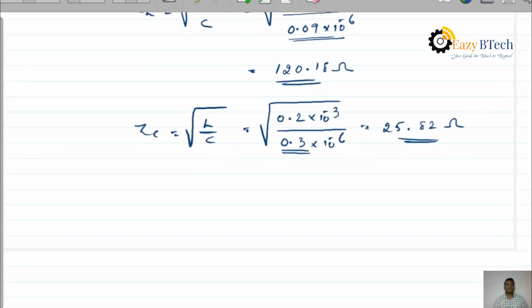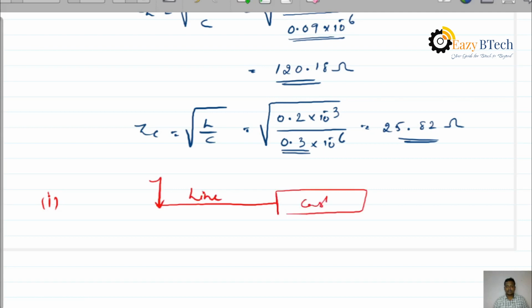Now I have to calculate the transmitted and reflected values. First I am taking case 1. Case 1 is where the surge is initiated in the line and travels towards the cable.